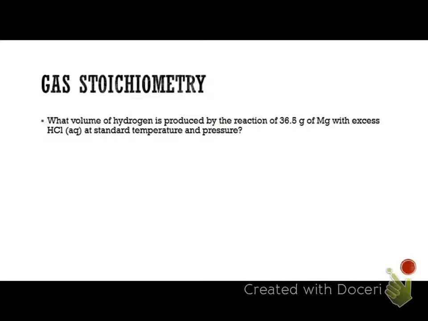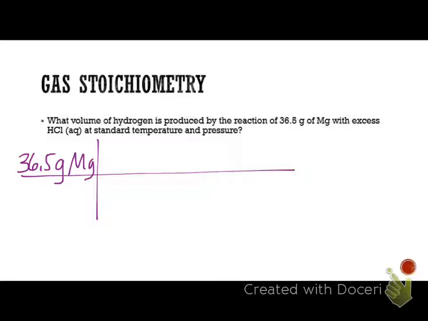So what volume of hydrogen is produced by the reaction of 36.5 grams of magnesium with excess HCl? So this is just at standard temperature and pressure. So this is just a straightforward stoichiometry problem like we did in the stoichiometry unit. So we're going to start with 36.5 grams of magnesium.